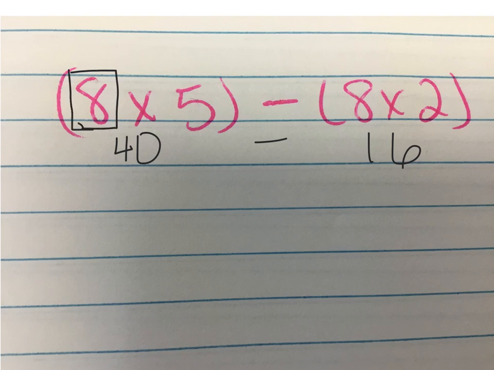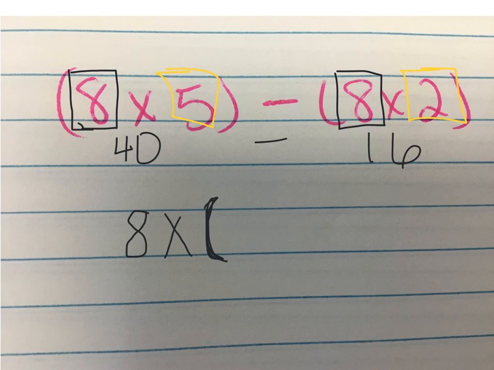So I noticed that in each set of parentheses, there's an 8. When you see something like that with a subtraction sign in the middle, we can take that 8 out. We're going to filter it out. It's going to come all the way to the front. And then I can go ahead and say, all right, I'm going to multiply it by what's left, but I have to put my parentheses around it. Well, what's left? I have this 5 and I have this 2. So in my parentheses, I'm going to take that 5 and that 2 and write it like that.